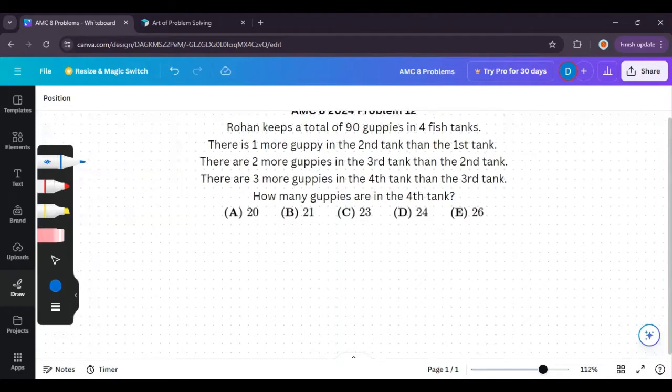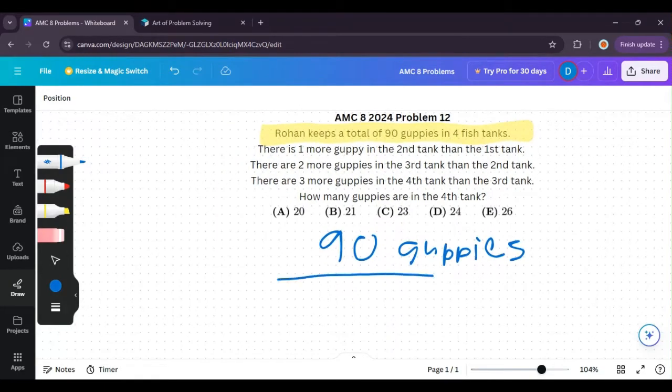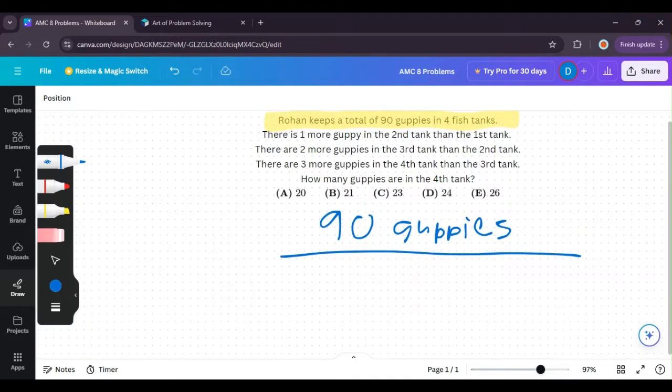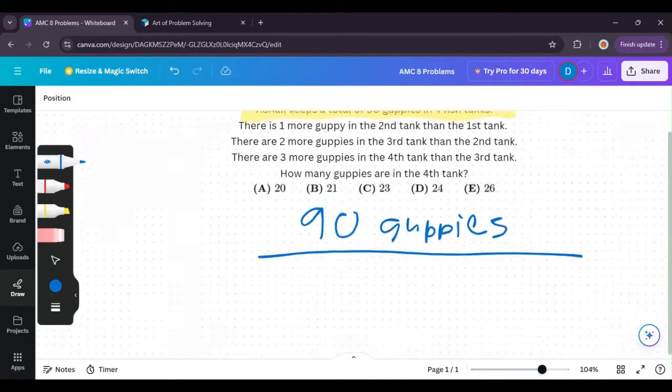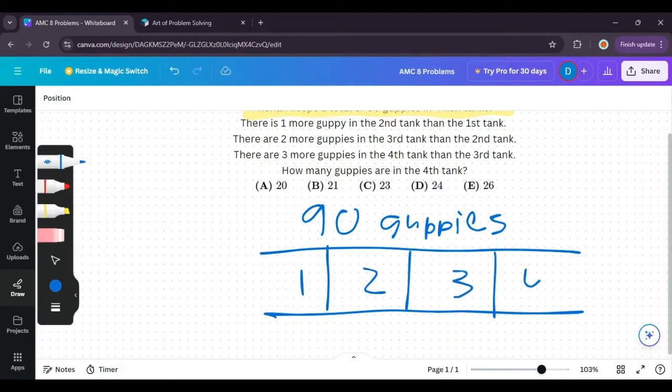Solution. As you see here, the first sentence says Rohan has a total of 90 guppies. So we want to make sure that we write that down to have all the information needed for this problem. So 90 guppies, and it also says that the 90 guppies are in the 4 fish tanks. So there are 4 fish tanks. We're going to name each as 1, 2, 3, and 4.